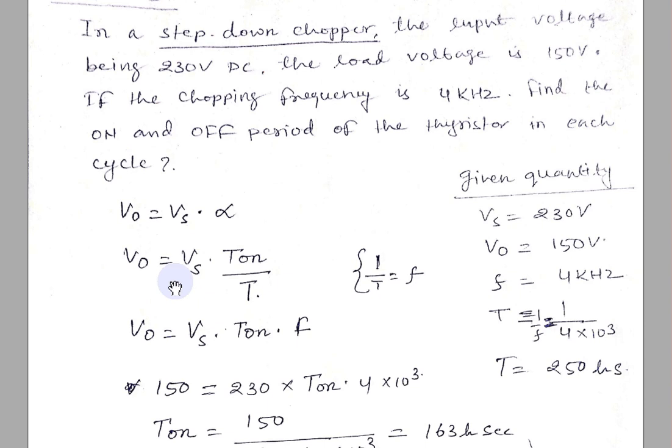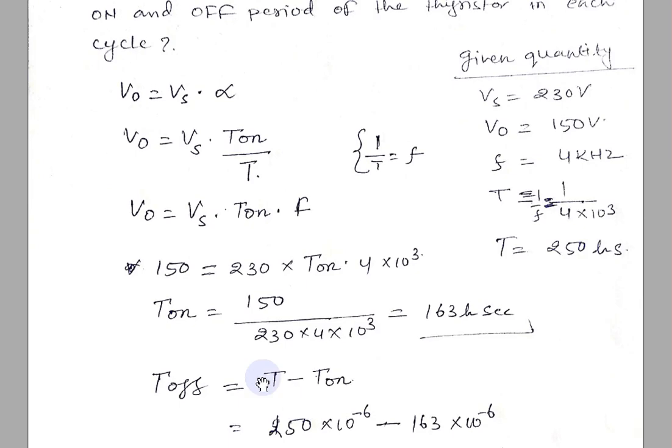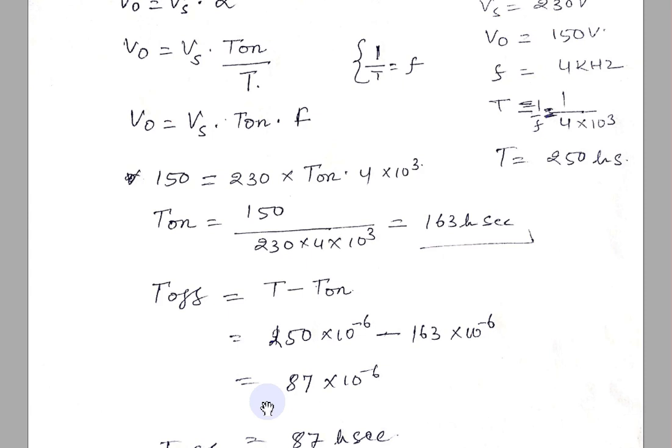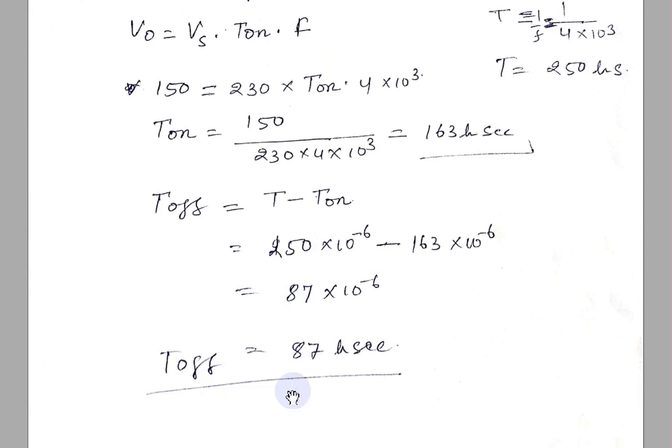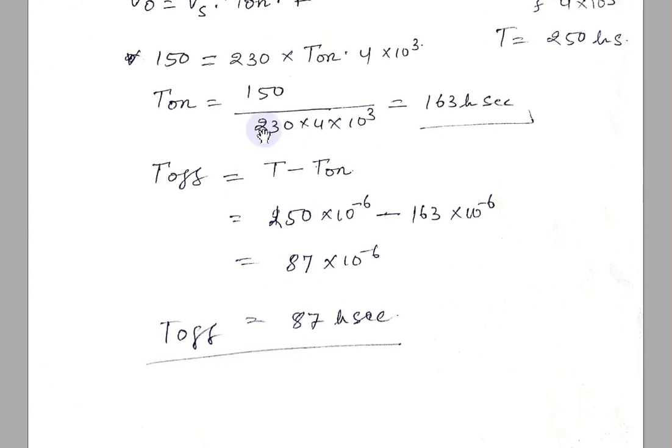So V naught is Vs times T on by T, and we can write 1 by T is equal to f. So we calculate the turn on time. This is 163 microseconds, and T off is equal to the remainder of the period. Another problem we have.